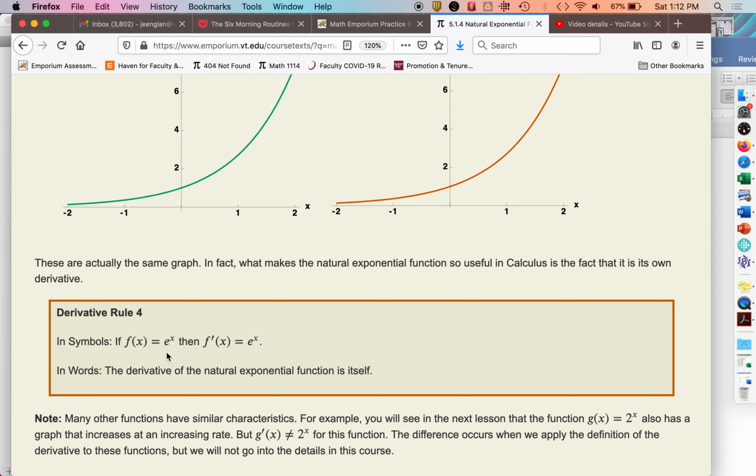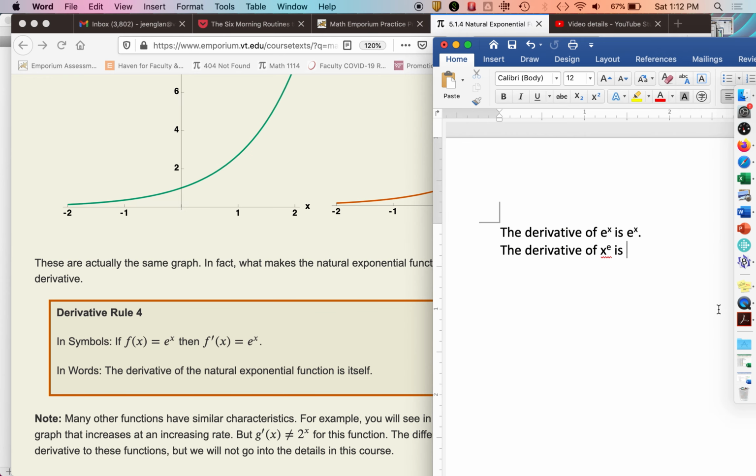So a lot of people forget it because of that. They'll be like, oh, that's easy, and then they promptly forget it. But don't do that, right? The derivative of e to the x is e to the x.